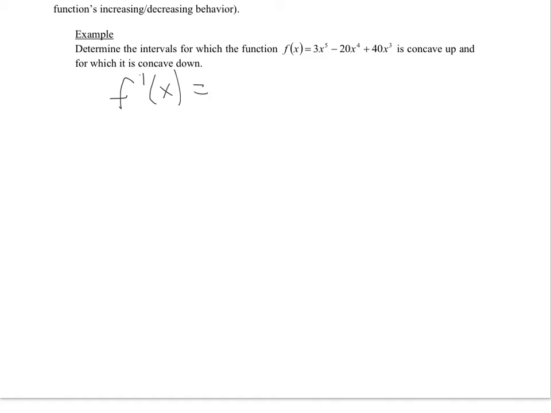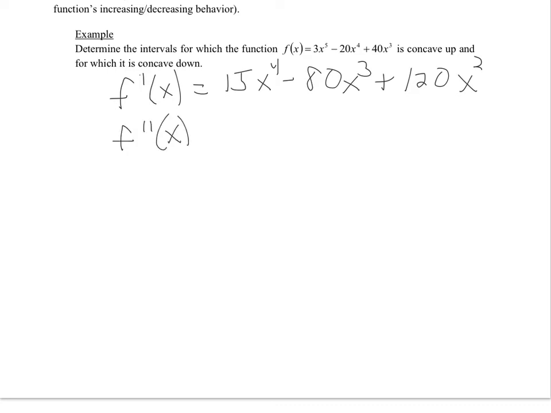So the first derivative is 15x to the fourth minus 80x to the third plus 120x to the second, and the second derivative is 60x to the third minus 240x to the second plus 240x to the first.